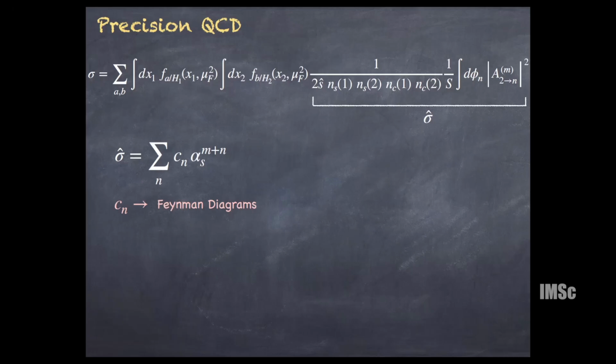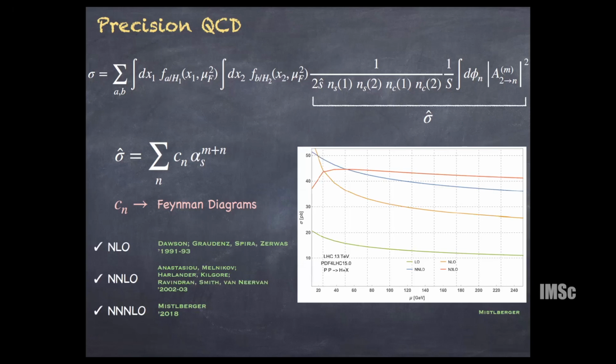Now, let me tell you about one milestone calculation in this field, which is the inclusive Higgs production. Here, a few things are important. Look at the timestamp.